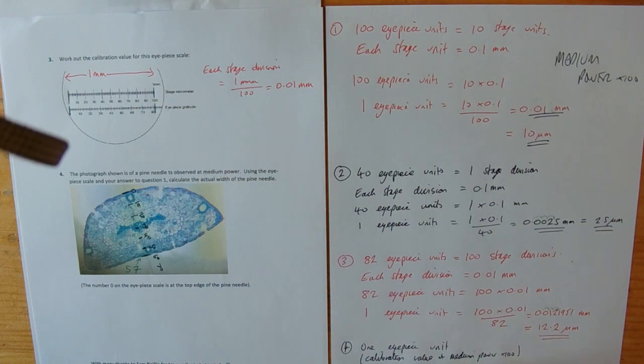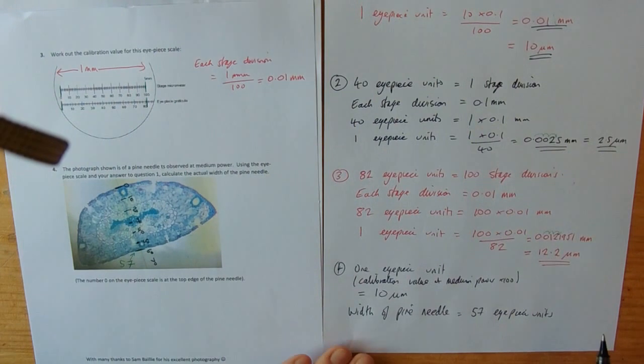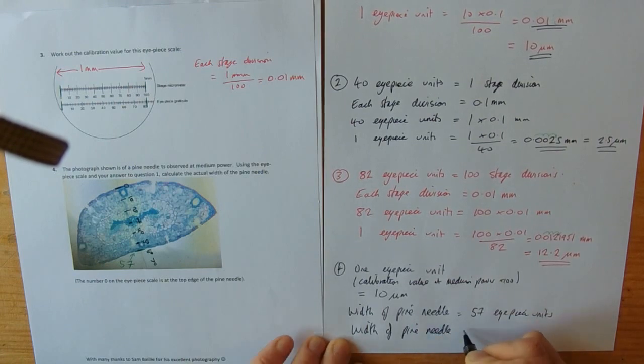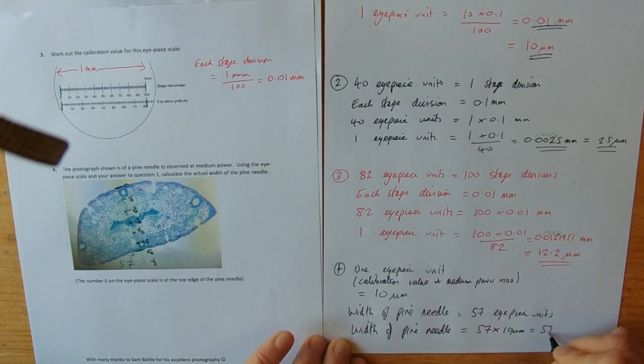So let's say what we've got. Width of pine needle is 57 eyepiece units. Okay, and each eyepiece unit is 10 micrometers, so the width of the pine needle is 57 of these 10 micrometers, so 57 times 10, and you should be able to do that in your head, 570 micrometers.